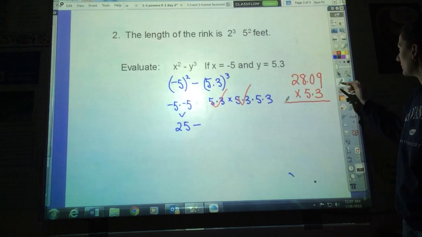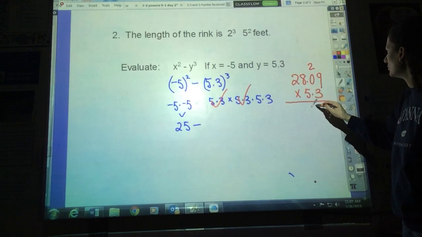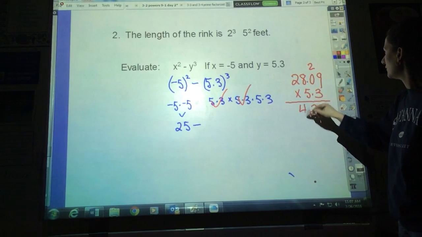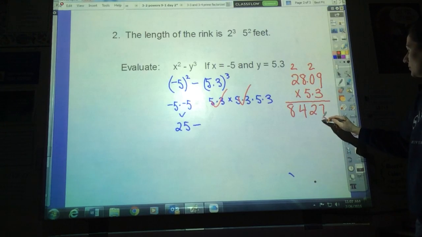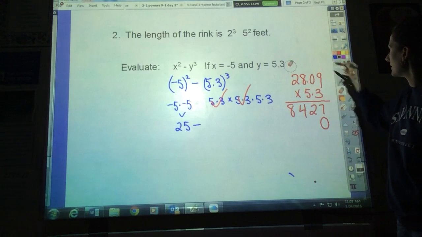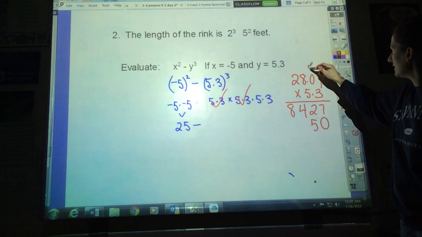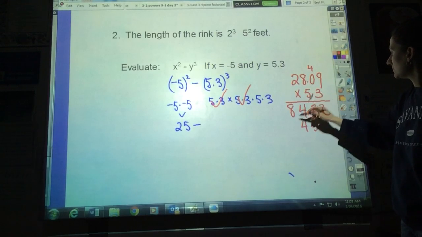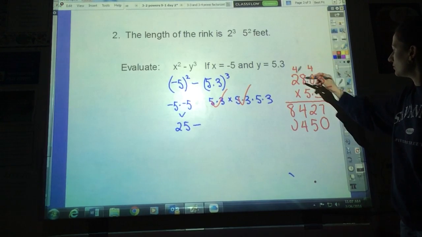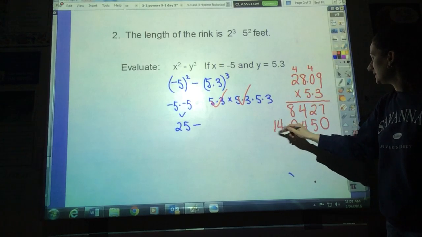Okay, let's check that one. 9 times 3 is 27. That's 0 and 2. 8 times 3 is 24. 2 times 3 is 6 and 2 is 8. Put down my placeholder and erase my regrouping. 5 times 9 is 45. 0 times 5 is 0 and 4 is 4. 8 times 5 is 40. 2 times 5 is 10 and 4 is 14.